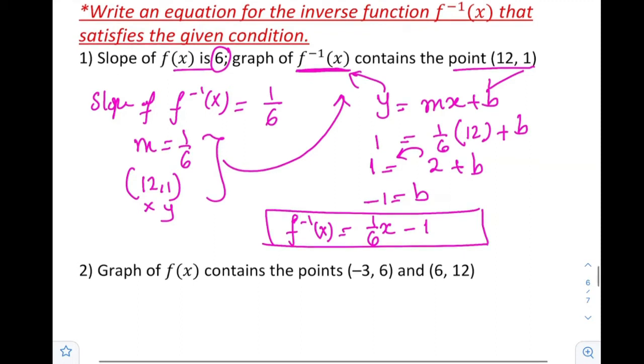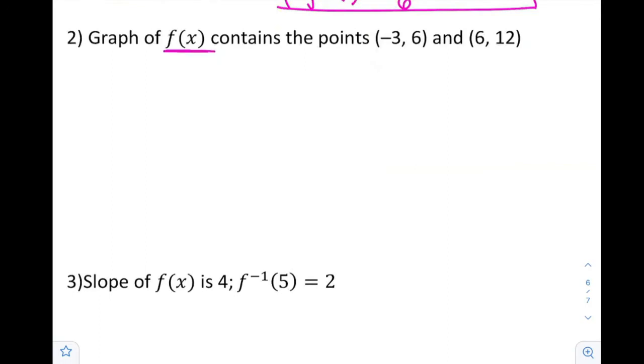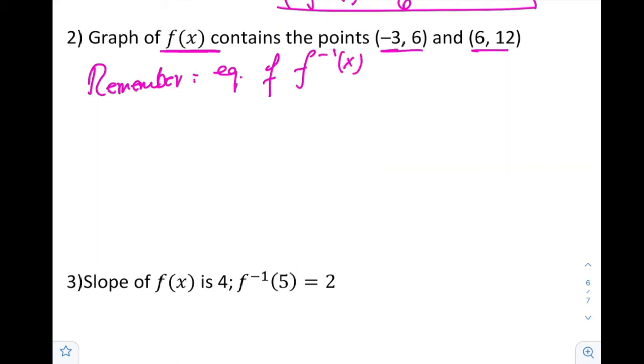Now write the equation of the function f inverse of x if you know that the graph of f contains these points. Remember, we are finding the equation of inverse, not this function originally. So we need the points on the inverse. So if you know that originally the function has negative 3, 6, then my point now is 6 and minus 3. And the 6, 12 turns to 12, 6. And then I will deal with it as I have done before.